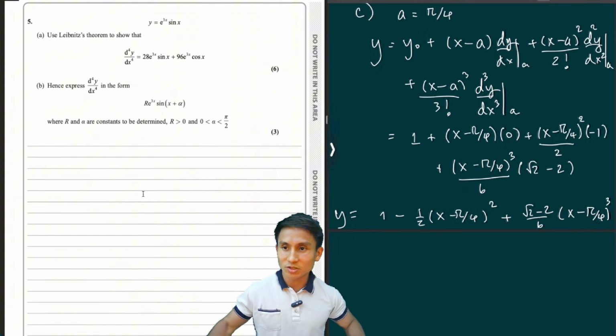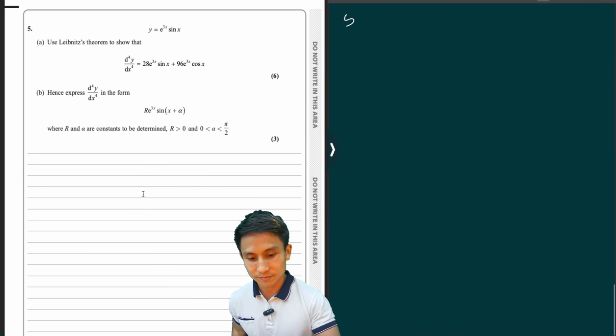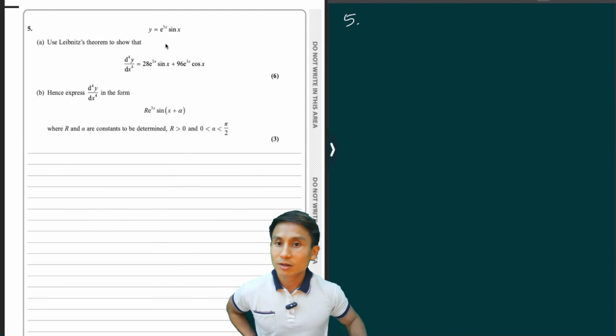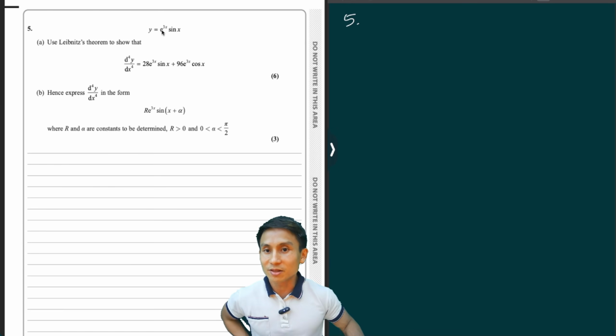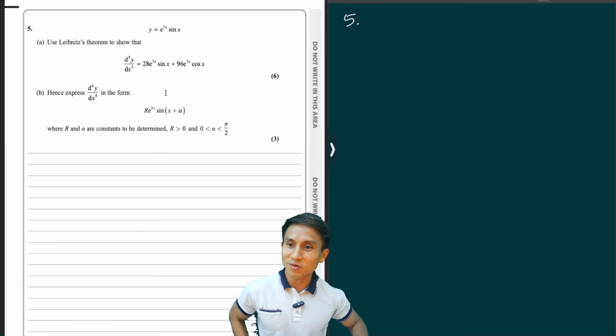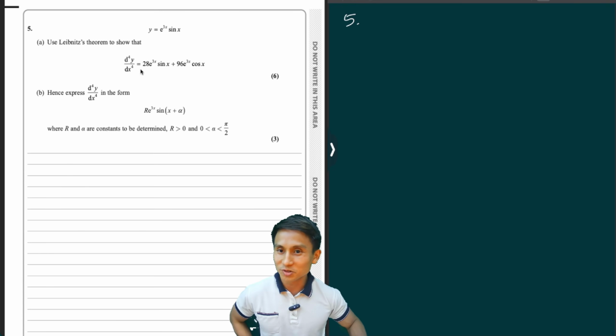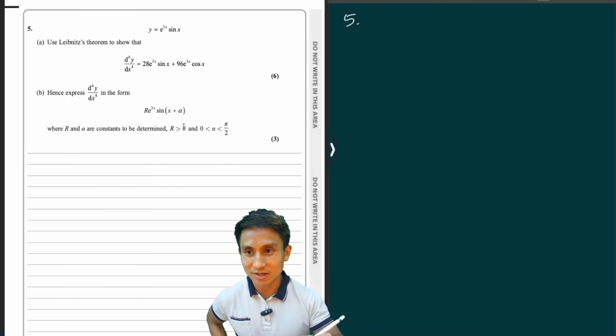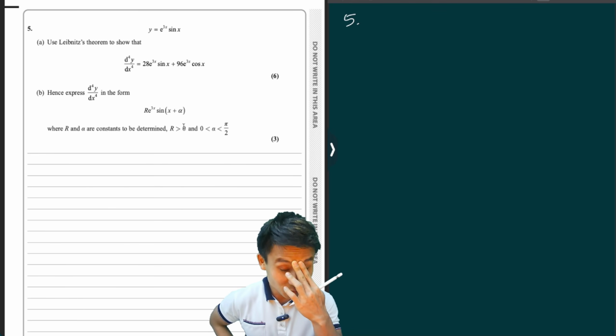Next, question 5. We have y equals e to the 3x sine x here. Part A: use Leibniz's theorem, he who also invented calculus, to show that the fourth order derivative of this is this, right? So we don't have the formula in the formula sheet.